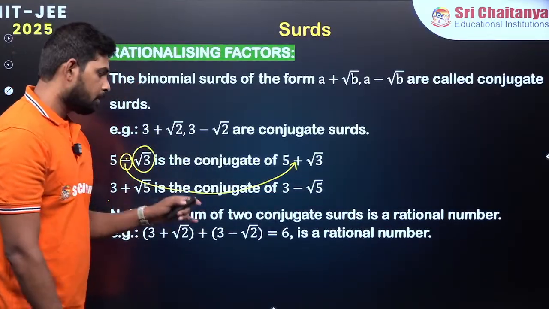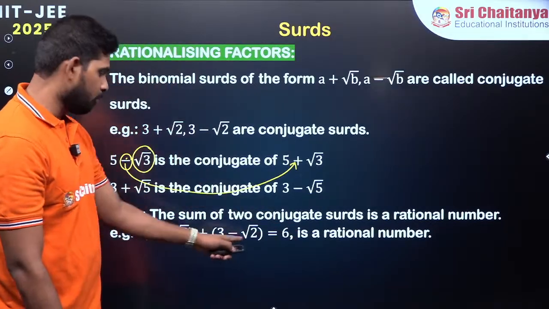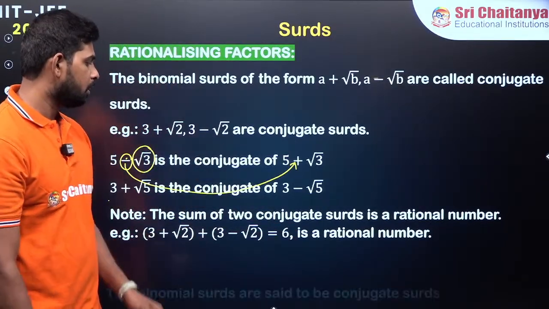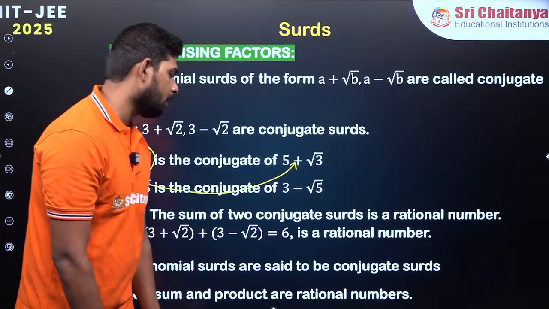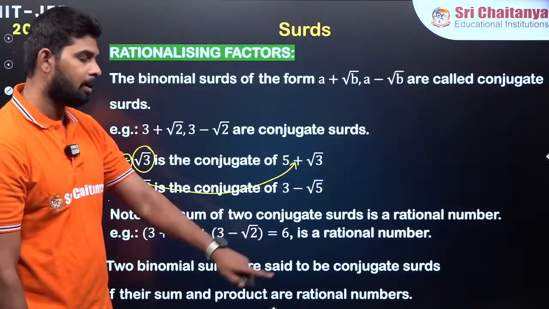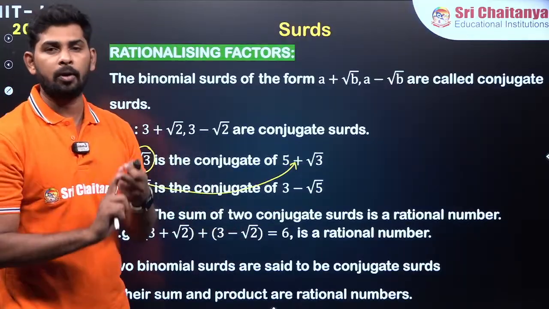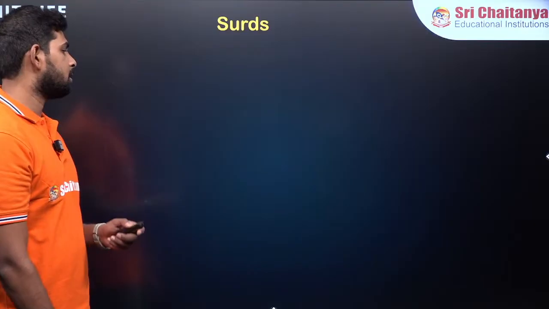And the sum of the two conjugate numbers is going to be what? Rational number. One more example is there by taking these two numbers. And two binomial surds, if you are taking, are said to be conjugate surds if their sum and product are rational numbers. Just now I have told you that their sum and product must be rational numbers, which is going to give us what? That conjugate surd.